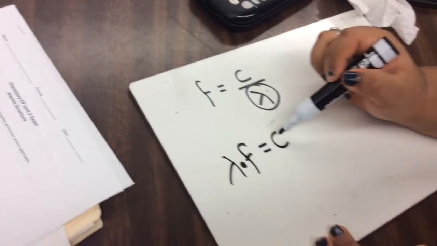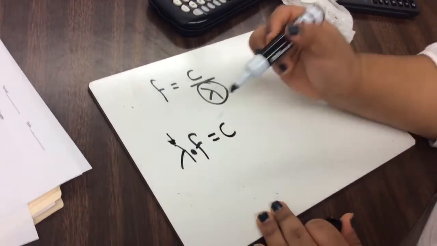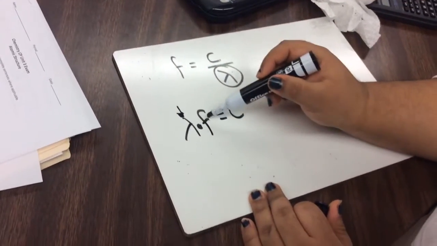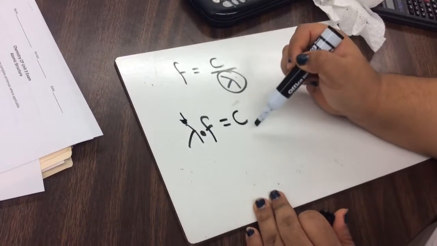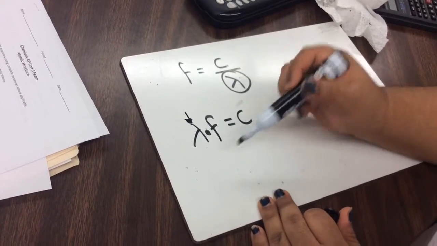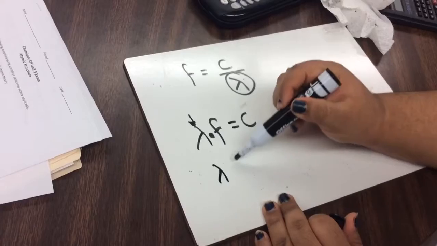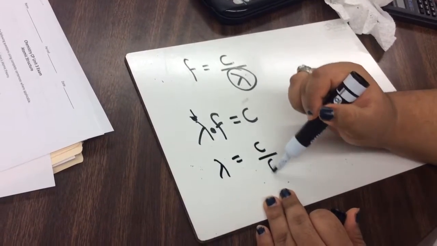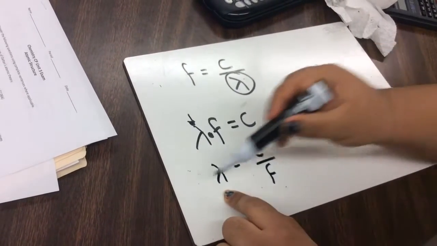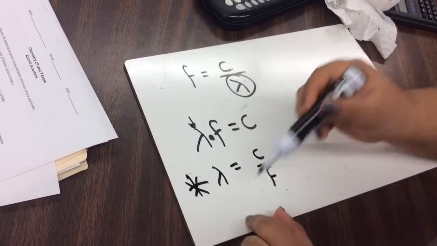But you don't want the speed of light, you want wavelength. So what do you do? One more step. If this one is multiplying, you're going to place it to the other side of the equation by doing the opposite, which in this case is dividing. So this is the equation that you need to find wavelength.